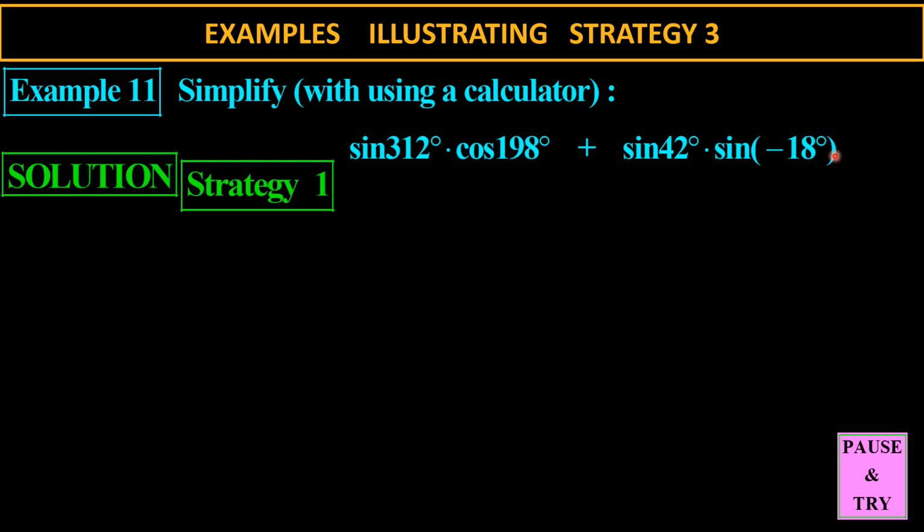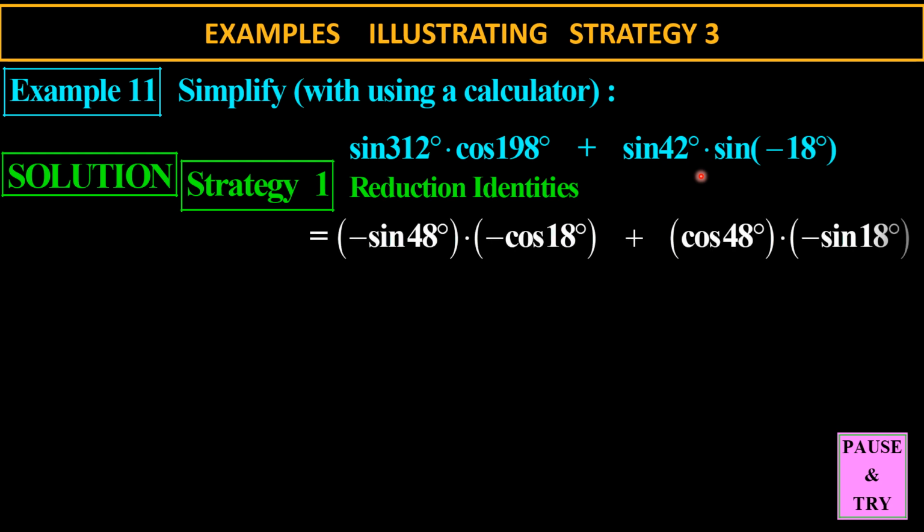There are no like terms. There's no cancelling that can take place, but we notice that we can use a reduction. We can reduce this 312 degrees to an angle in the first quadrant. We can reduce this 198 degrees to an angle in the first quadrant. So sine of 312 becomes negative sine of 48. Cos of 198 becomes negative cos of 18.